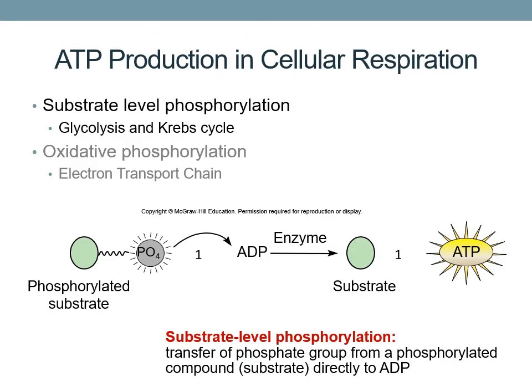ATP is produced by 2 mechanisms during cellular respiration: through substrate level phosphorylation in glycolysis and the Krebs cycle, and by oxidative phosphorylation in the electron transport chain, which we will discuss later. This figure shows how substrate level phosphorylation works. A substrate that contains a phosphate group transfers its phosphate to ADP to make ATP. It's that simple.